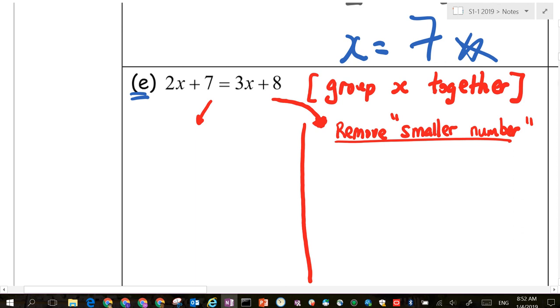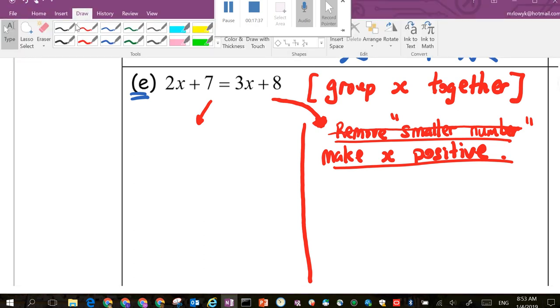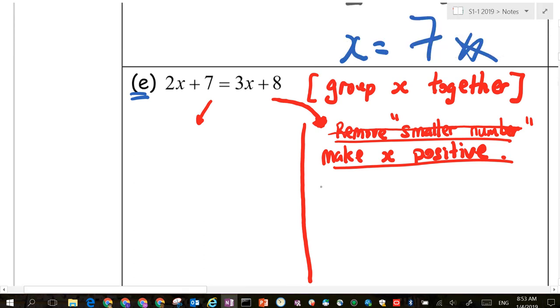Okay, start. Now, let's look at 2x and 3x. Remove smaller number. Not remove smaller number, wrong. Okay, so I change. I want to make the x positive. So what I do is I will take this and then I will take out my pencil and write minus 2x. Minus 2x. So that means I want to minus 2x on both sides.